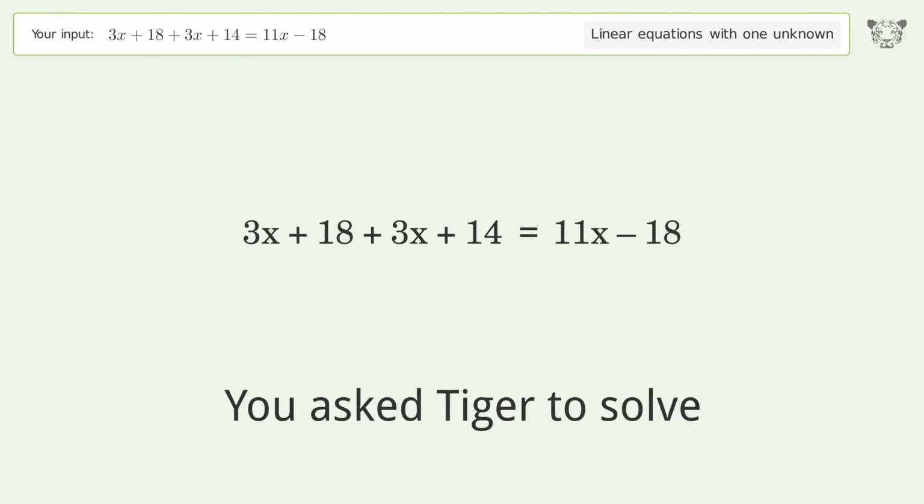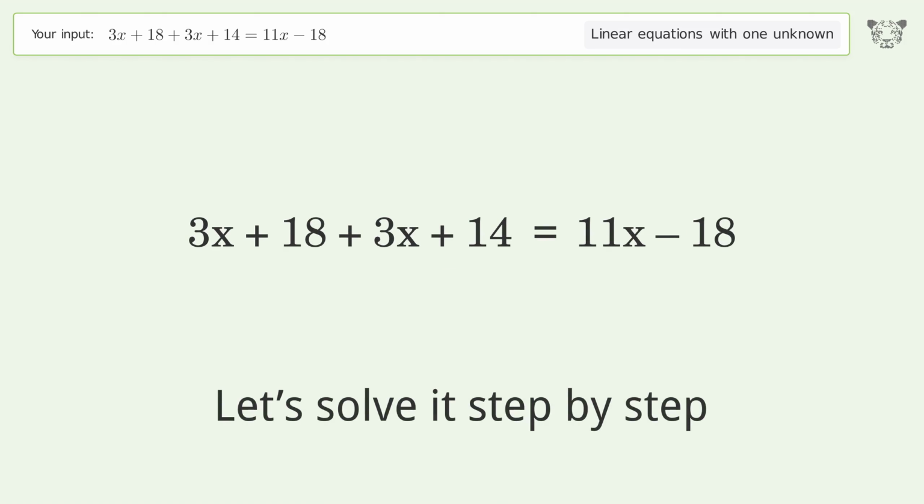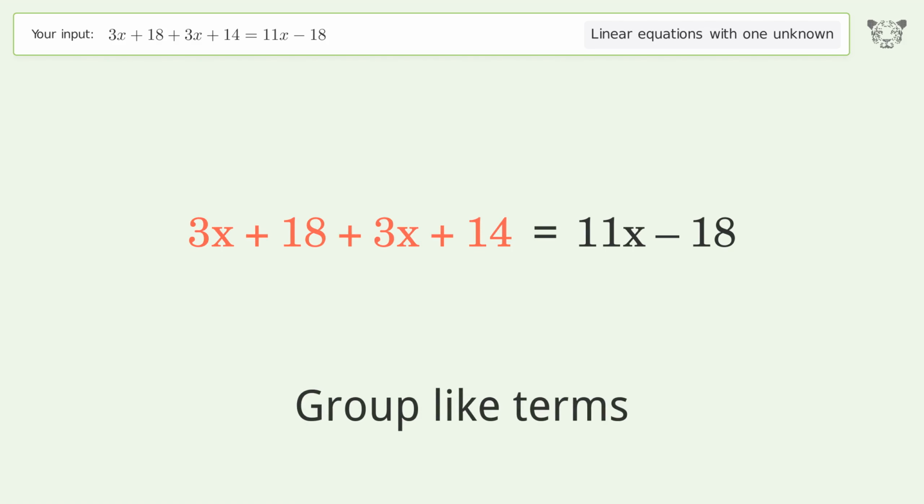You ask Tiger to solve. This deals with linear equations with one unknown. The final result is x equals 10. Let's solve it step by step. Simplify the expression. Group like terms.